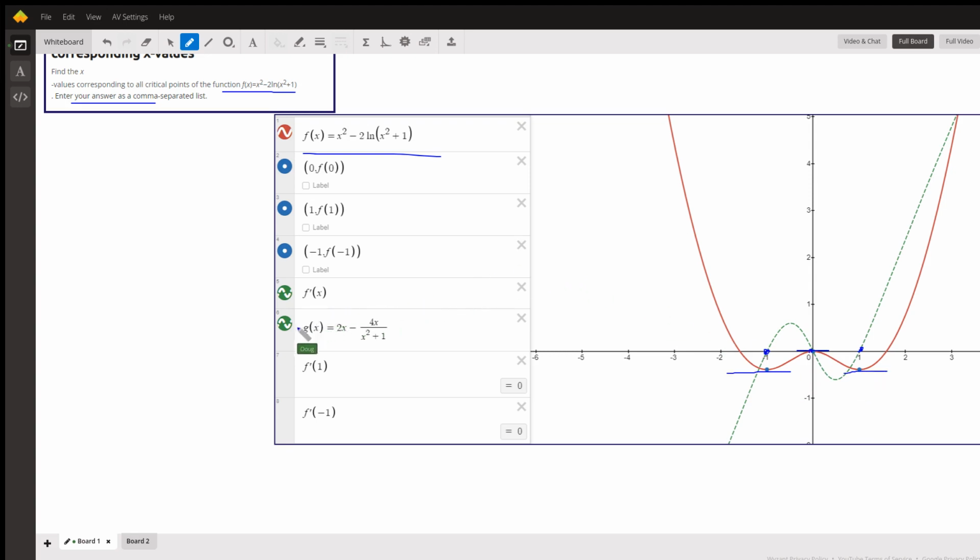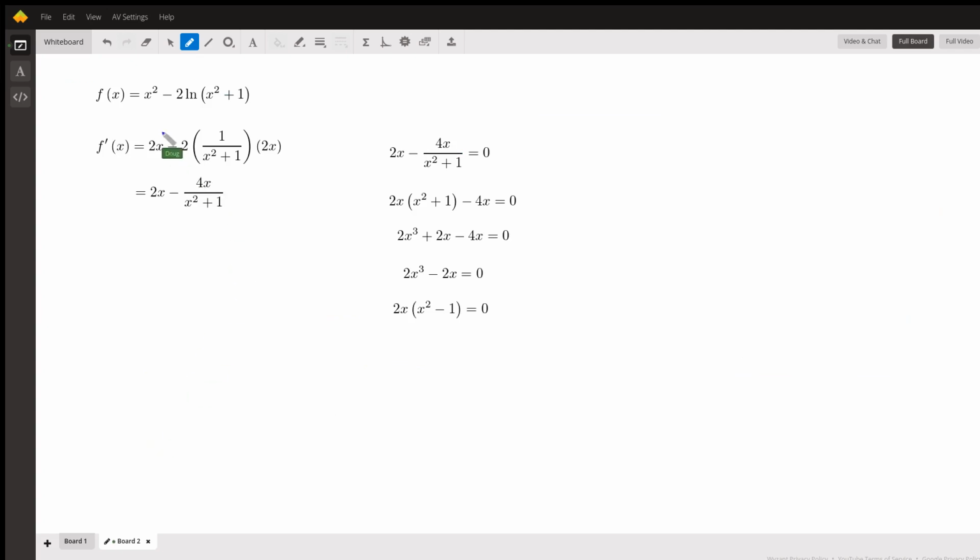It looks like this is the derivative function. How do we find that out, and how do we set it equal to 0 and solve for x? Well, here's the original function.